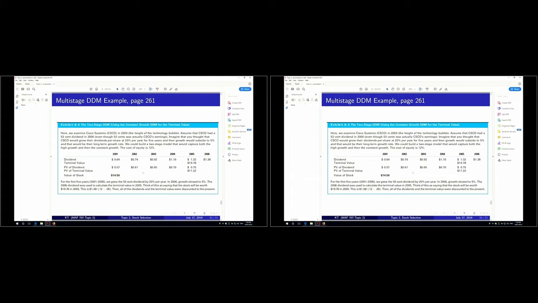Now let's look at this example carefully. We examined Cisco Systems in 2000, at the height of the technology bubble. Assume that Cisco paid a 53 cent dividend in 2000. Imagine that you thought that Cisco would grow their dividend per share at 20% per year for 5 years, then the growth rate would subside to 5%. So Cisco is going to grow at 20% for 5 years, then it just settles down to a constant growth rate of 5% forever. So how do you value this company?